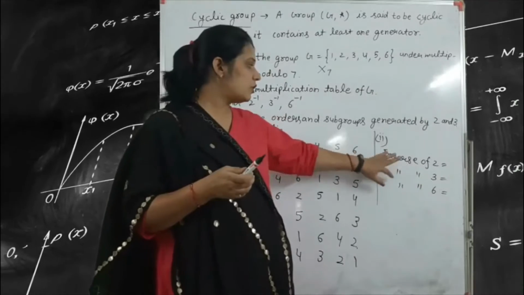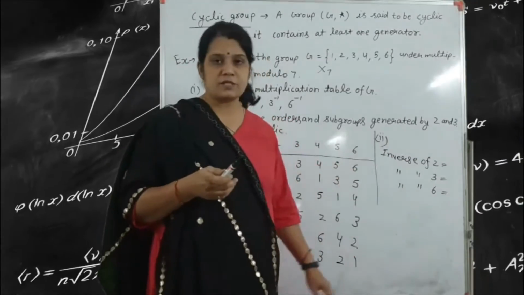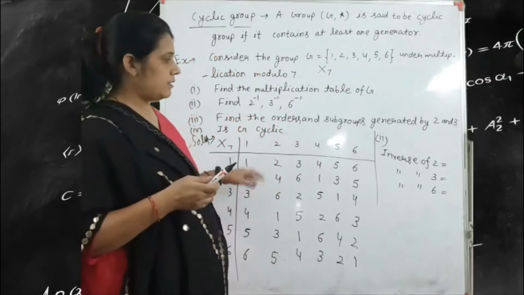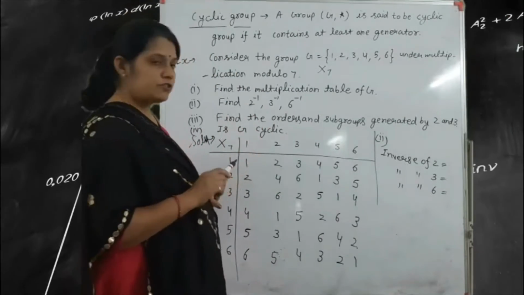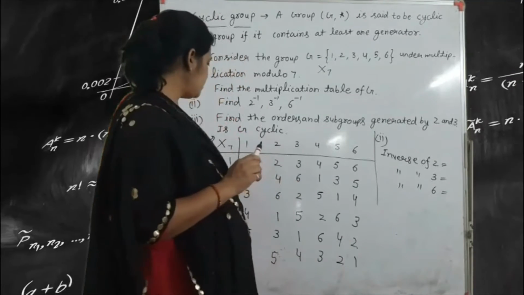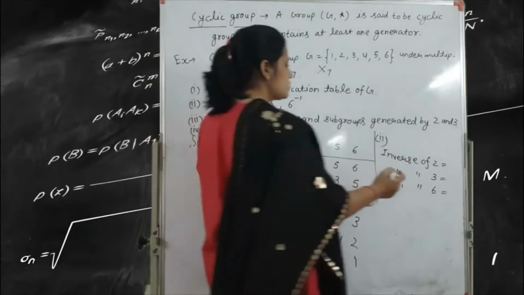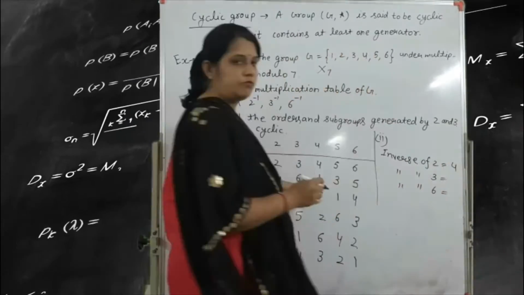Here we find only three numbers: inverse of 2, inverse of 3 and inverse of 6. So you check your table for the inverse of 2. First you check 2 and look for the element 1. According to 2, the element 1 is present in the fourth position. So the inverse of 2 is equal to 4.